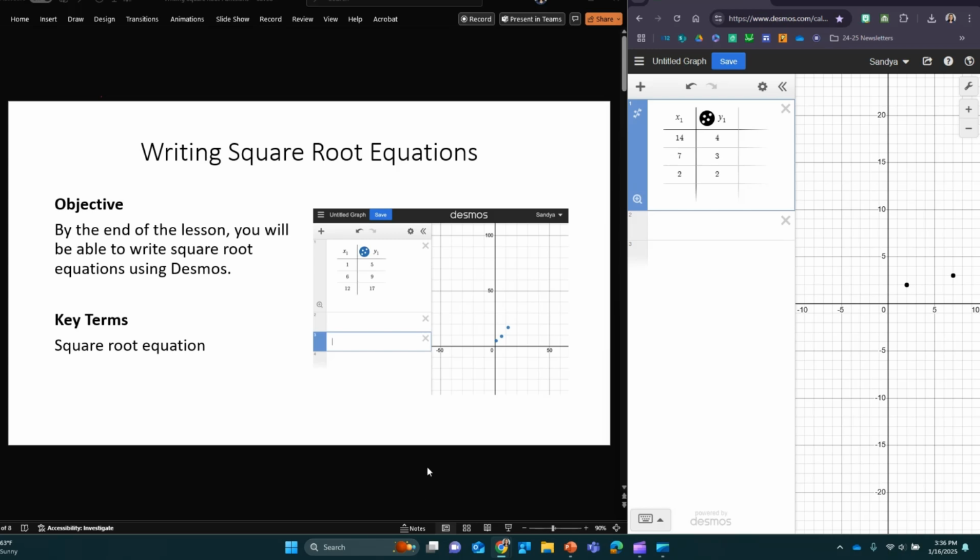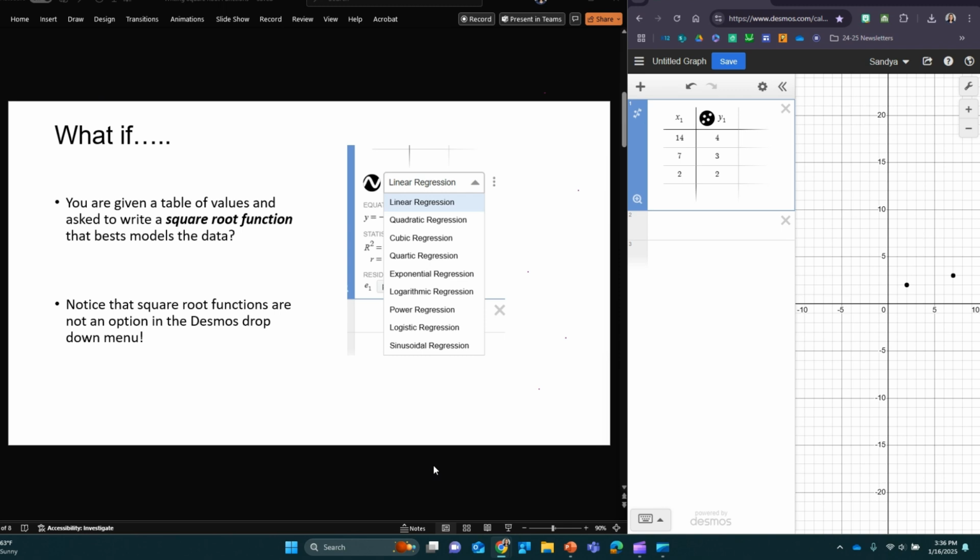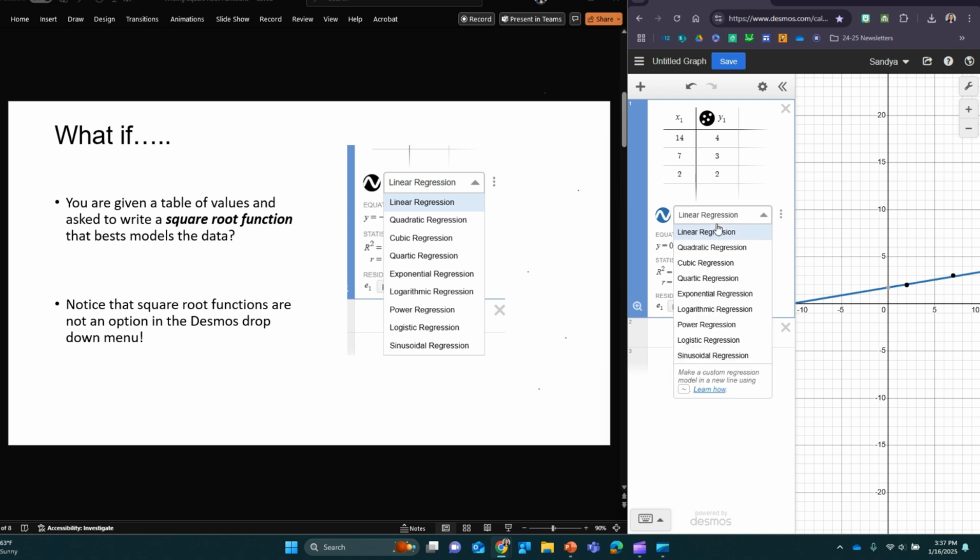So in this video, we're going to talk about how to write square root equations using Desmos. So what if you're given a table of values and asked to write a square root function that best models your data? So you can see here on the right in Desmos, I have entered some sample data, and if I click Add Regression, notice in my drop-down menu, square root functions is not a choice, okay?